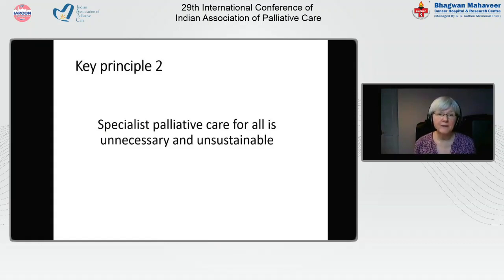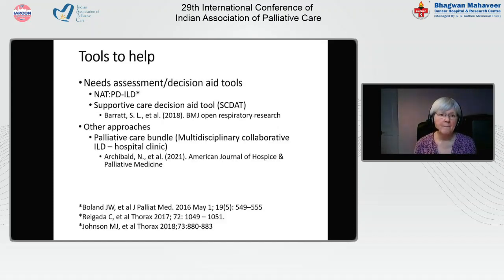However, the flip side is that specialist palliative care for all is unnecessary and unsustainable. Most of these issues and needs can be addressed by the usual care clinician, even if it needs a little bit of extra training and support to start with. So, tools to help. I'm going to talk to you mainly about the needs assessment tool in progressive disease and ILD, so that's the NAT-PD-ILD. I'll call it the NAT-ILD for short.